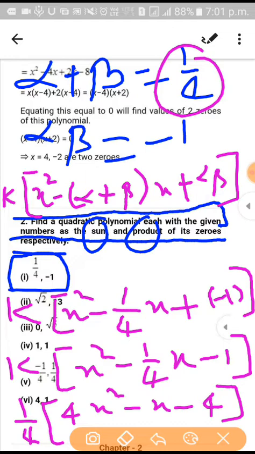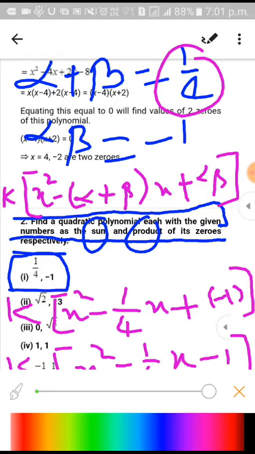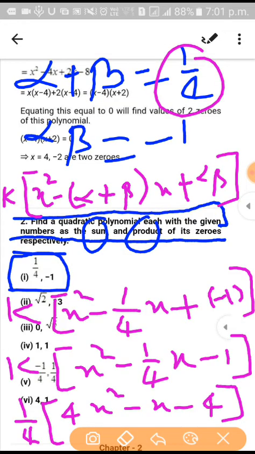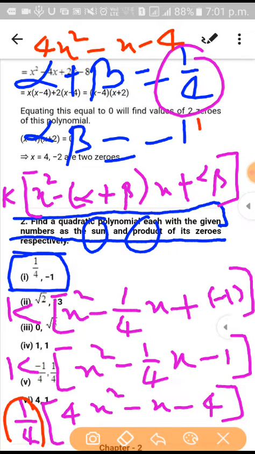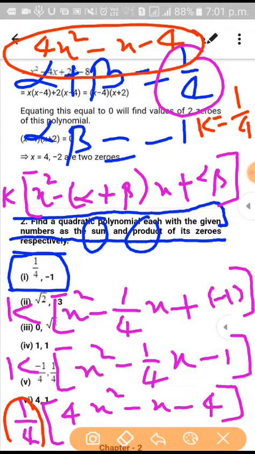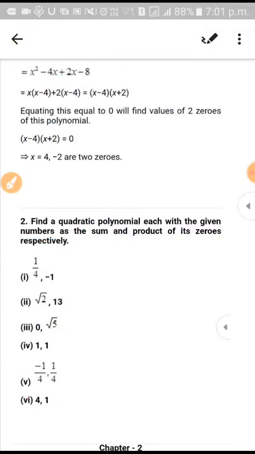Okay, so our quadratic polynomial will be what? We can write that our quadratic polynomial will be 4x square minus x minus 4. Okay, and this is what? This is k, where k is equal to 1 by 4. So this is our quadratic polynomial. Okay, right? So this is how you have to do the rest of the parts of question number 2.